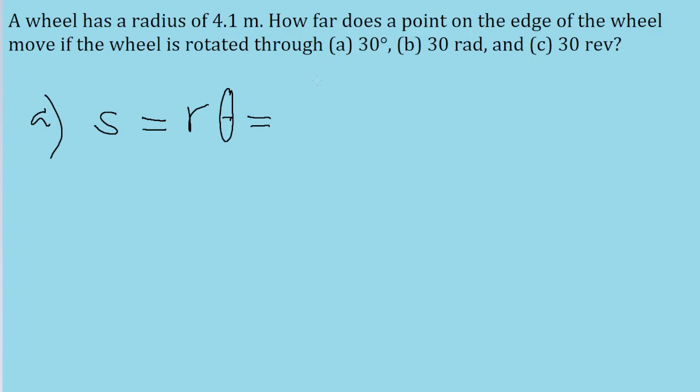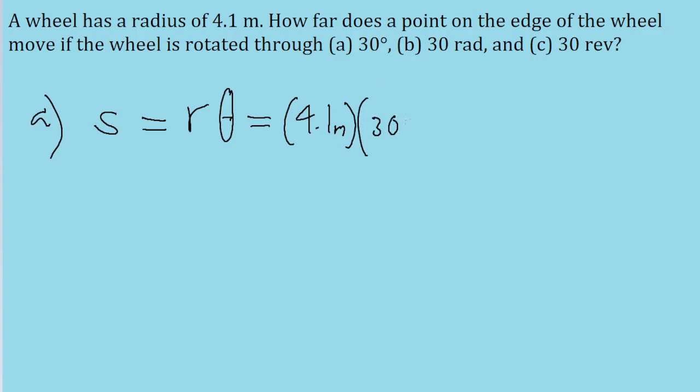So let's start with part A, which asks about the wheel being rotated through 30 degrees. First of all, r is 4.1 meters, since we're told that 4.1 meters is the radius of the wheel, and all three parts of the problem ask about a point on the edge of the wheel. In other words, the radius of its rotation is just going to be the radius of the wheel. So 4.1 meters, multiplied by an angle of 30 degrees.